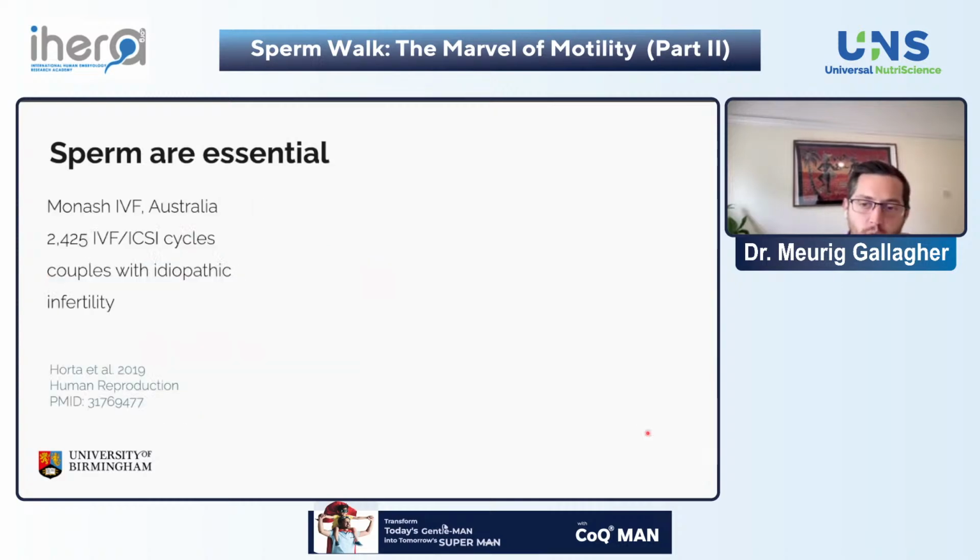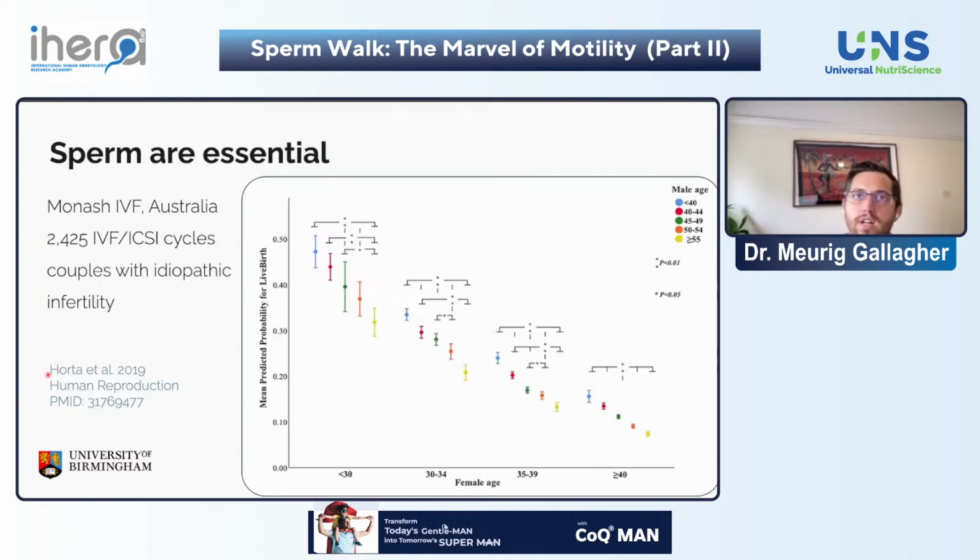I'd just like to show you a quick bit of data that, in my mind, really motivates why we spend all our time looking at sperm and why we think more people should in the context of fertility treatment. So the first is a study from almost 6 years ago now from Fabrizio Horta out of the Temple Smith lab in Monash in Australia. They took 2,500 IVF ICSI cycles from couples with unexplained infertility and then looked at their predicted live birth rates against female age. And as you expect, the older the woman is, the lower the predicted probability for live birth.